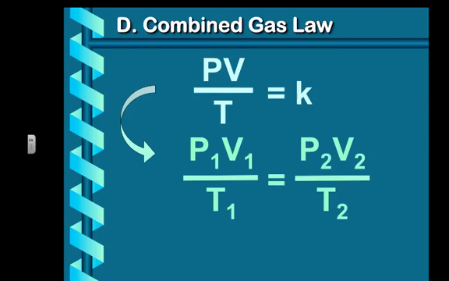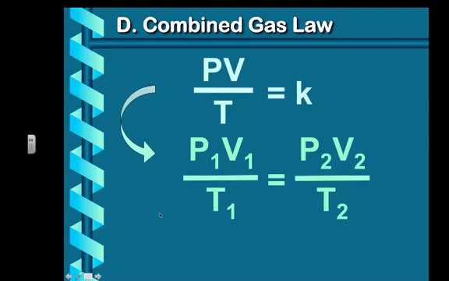Alright, so through a lot of math and experimentation, Boyle said that you will get a constant, so you'll get the same number if you multiply the pressure of a gas by its volume. Charles said you'll get a constant if you take the volume and divide it by the temperature. Gay-Lussac said if you take the pressure and divide it by the temperature, you're also going to get a constant. So if you take all of those things together, you're going to get a constant. They were able to derive an equation that looks like this.